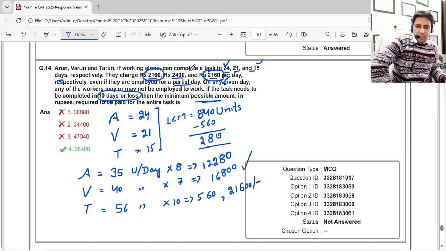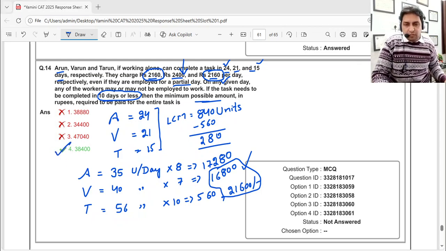That means this is going to be the cheaper one because you're going to work a day less than Arun. So I'll take this value. If I add both of them, I'll get the answer as 16 and 21, 37, 38,400. So this is the answer I get.